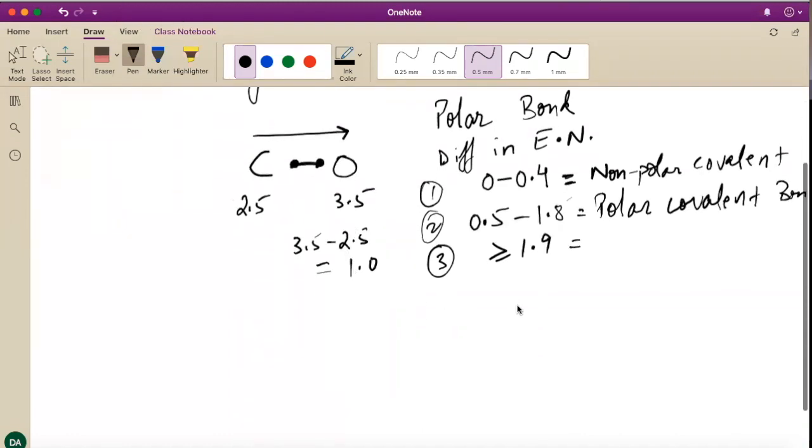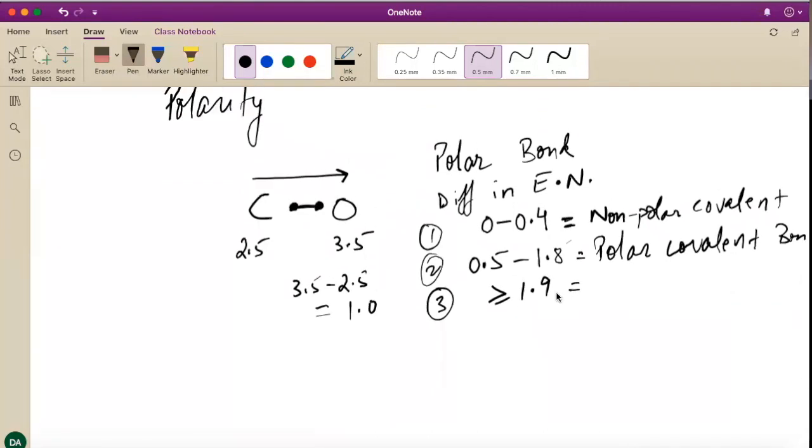Now guys, when the difference is more than 1.9, look here on the screen. Again, imagine that there are two atoms, A and X, and let's say this guy is 1.1, and this guy is 4.